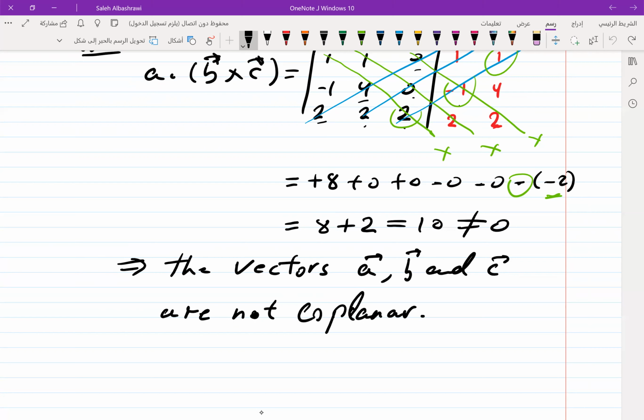So in this part, we spoke about the area of a parallelogram, the area of a triangle, the volume of the parallelepiped, and whether three vectors are coplanar or not. These are direct applications of the cross product of vectors.